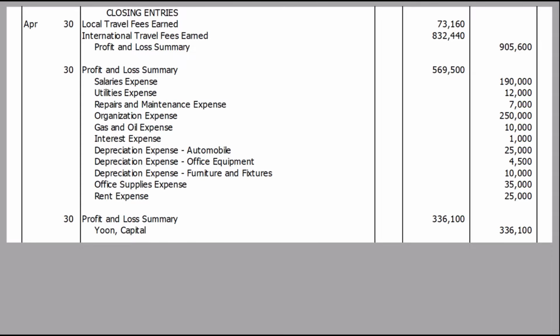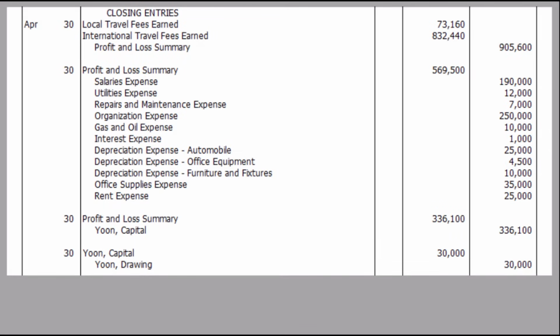So you debit profit or loss summary with the net income amount of 336,100, and then you credit the capital account of 336,100 with the amount of net income, so that the capital account of the owner will be adjusted based on the amount of net income that he or she got that time. Okay, and then lastly, any personal withdrawal that the owner did will be charged against the capital account. So debit the capital account and then you credit the drawing account.